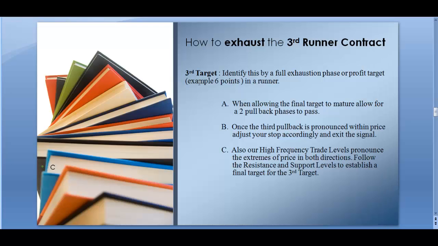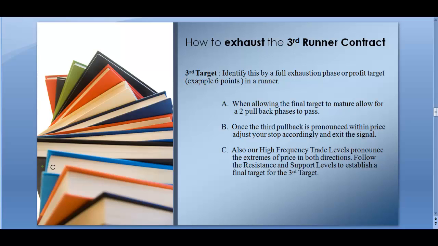And it comes to the conclusion of your third contract because of our 3 target methodology. What we're looking to do is take the exhaustion out of the third contract with as much profit as possible. 2 different ways you can look at this. One, you can have a set target for it, 6 points, for an example, or you can wait for that full exhaustion to happen. And let me go through the steps now.